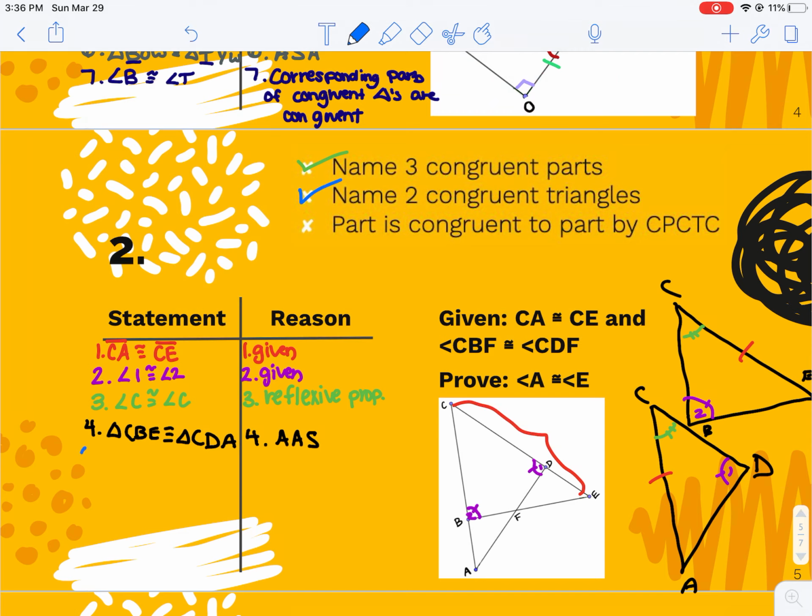My very last step then is to say this part is congruent to that part. And I wanted angle A congruent to angle E, and I'm going to double check A and E are in the same relative position. They're both listed last. And my reason is CPCTC, or corresponding parts of congruent triangles are congruent, or if triangles congruent, then parts congruent.